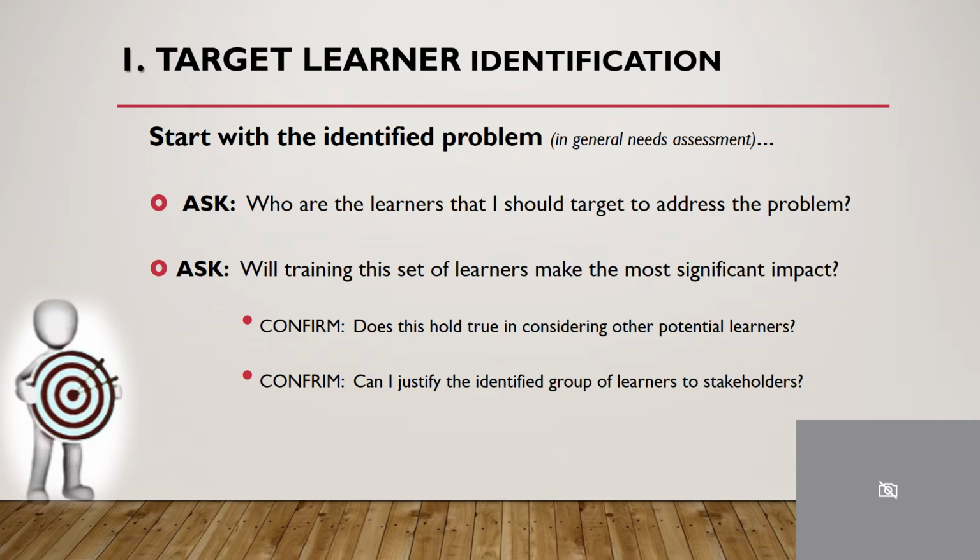So the first part of step number 2 is to identify your target learners. Beginning with the identified problem, the end in mind, that was well fleshed out in your general needs assessment, which we did in the last 2 weeks, you need to ask a couple of key questions. First, who are the learners that I should target to address this problem that I've identified? And so I'll stop and ask, have you specifically narrowed in on your learners that can address the problem that you identified in the general needs assessment?